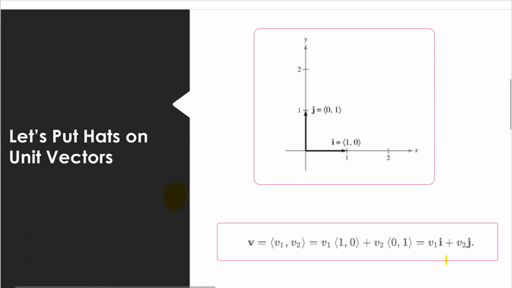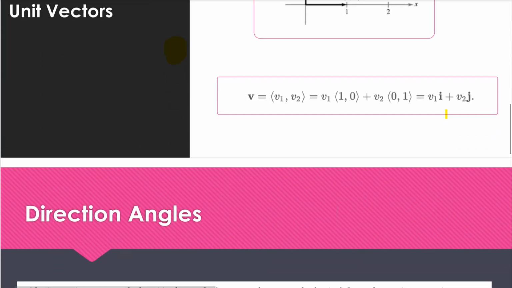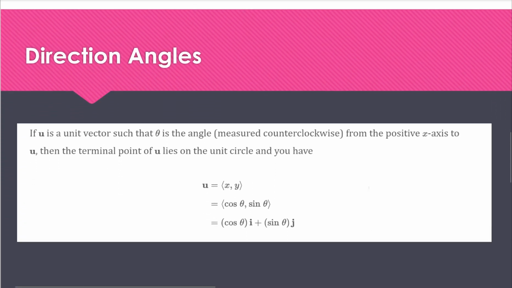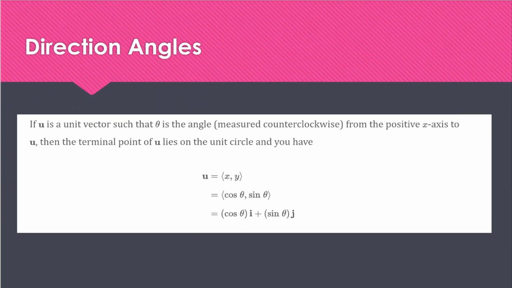So we threw some hats on some vectors last time. Just kind of changed it up, and now we're going to talk about direction angles. And we can see that if we have a unit vector, it would be 1 unit long, but we'd also be inside our unit circle, right? Our unit egg, whatever it is through there.